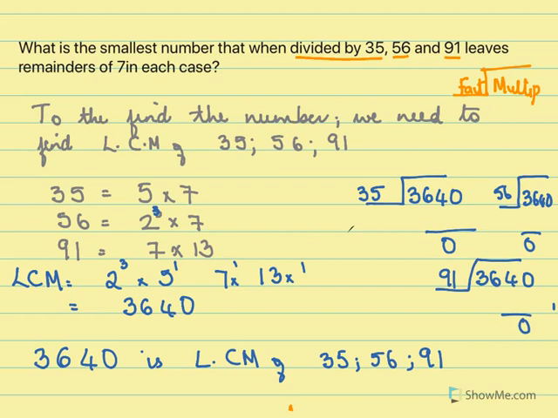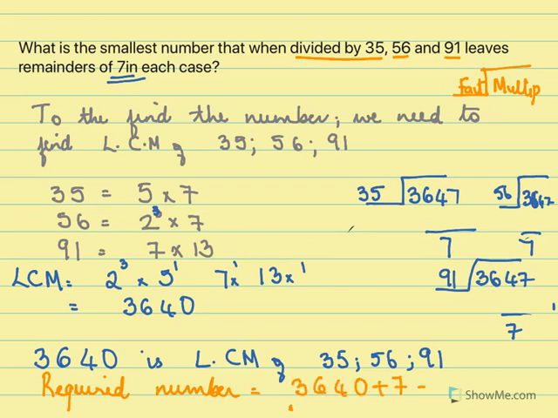But in this case, you need a remainder of 7. So how will you get remainder 7 here? If you want remainder 7, you have to add 7 here. Same thing here, if you want 7 as remainder. So we see the required number will be 3640 plus 7, because we want a remainder of 7. 3647 is the required number.